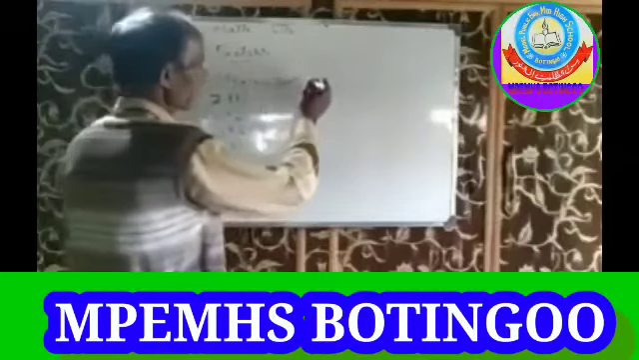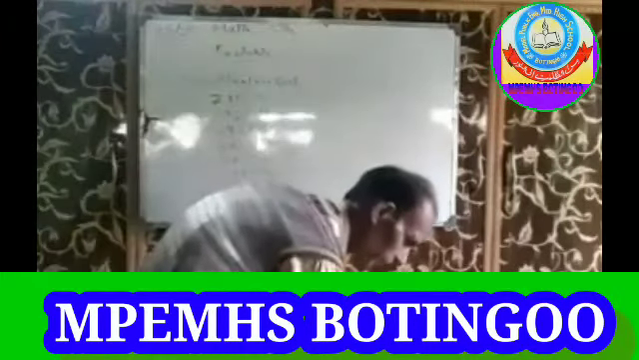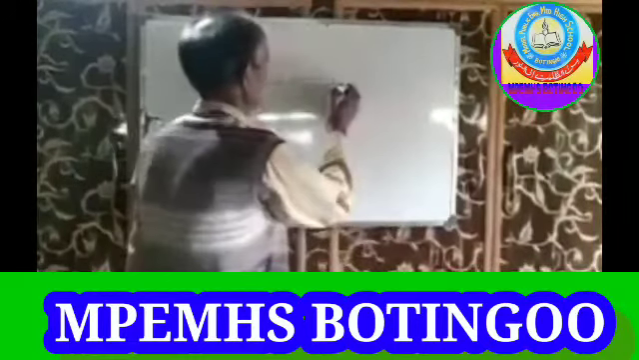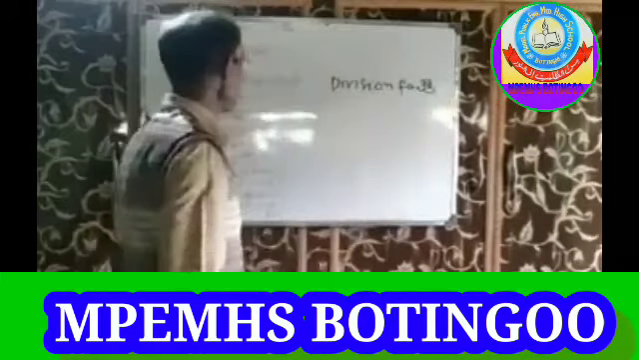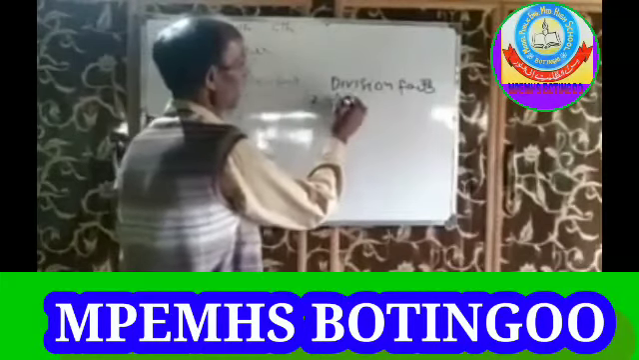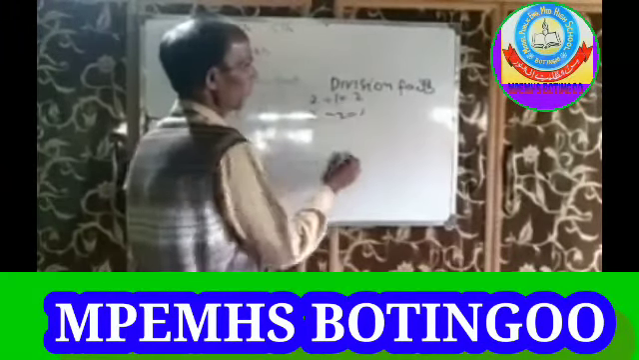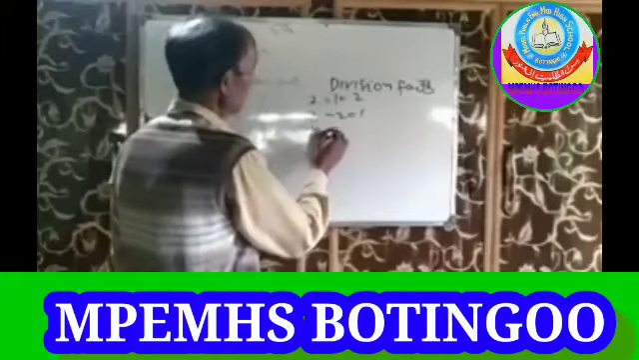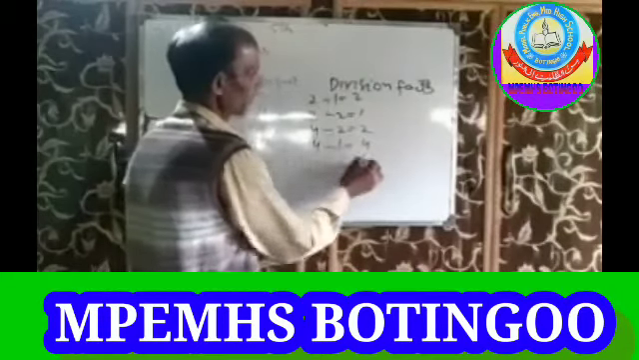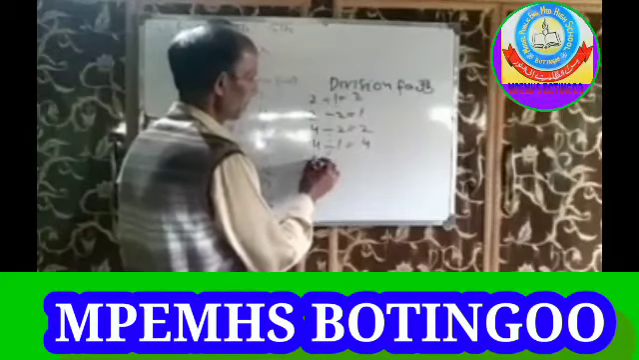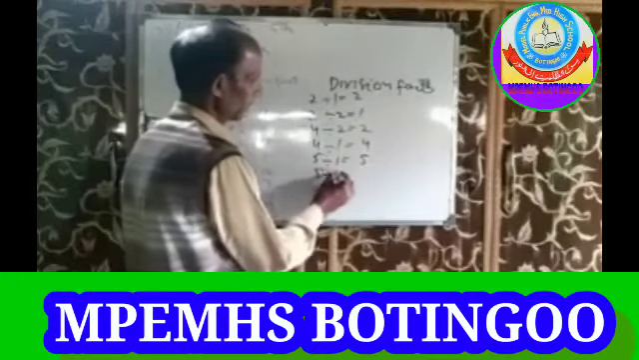After that, there is another fact which is called division facts. 2 divided by 1 is equal to 2. 2 divided by 2 is equal to 1. 4 divided by 2 is equal to 2. 4 divided by 1 is equal to 4. 5 divided by 1 is equal to 5. 5 divided by 5 is equal to 1.